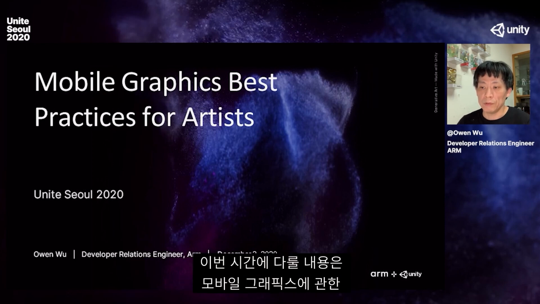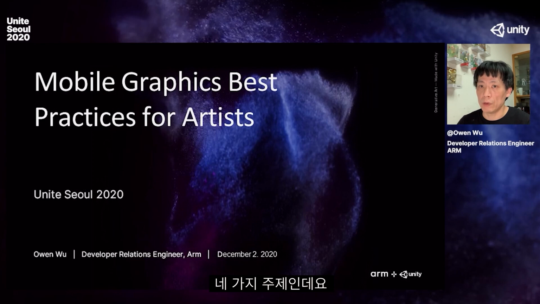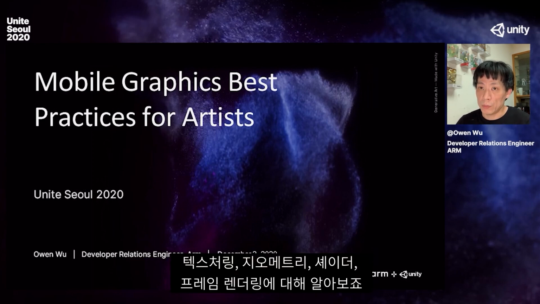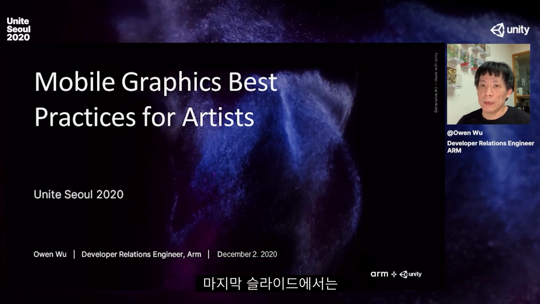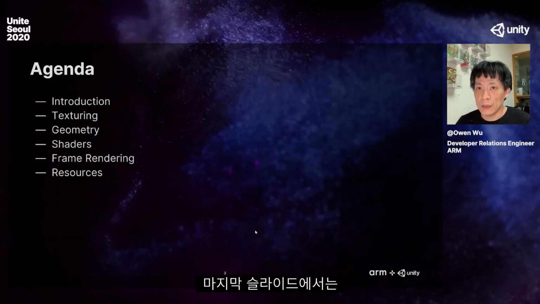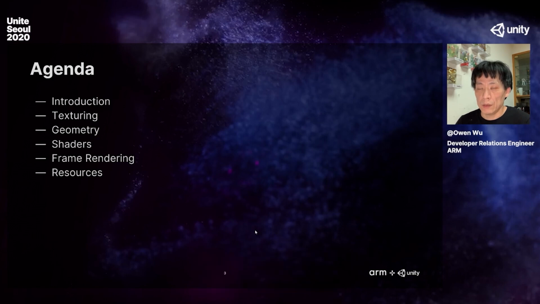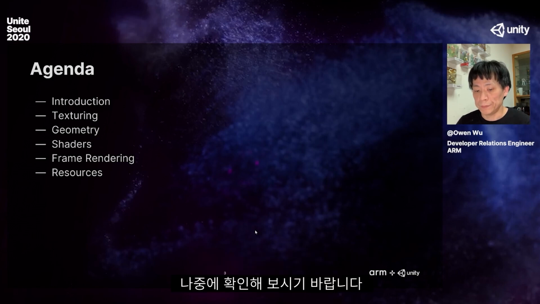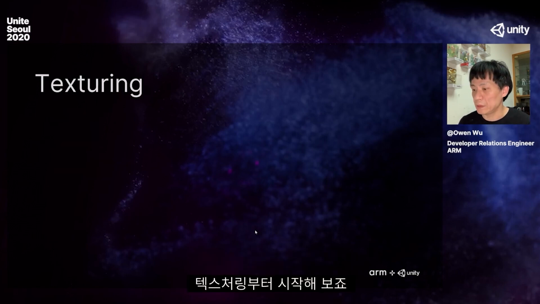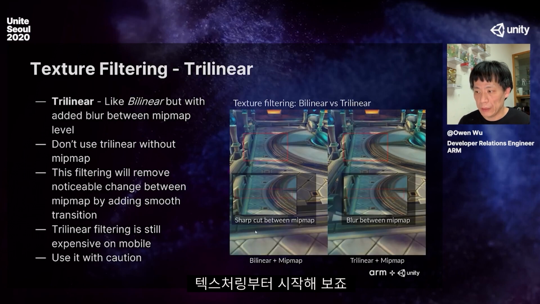Today I am going to talk about the following 4 topics about mobile graphics, including texturing, geometry, shader, and frame rendering. And at the final slide, I will also list a few online resources. You can check it later. So let's start from texturing.